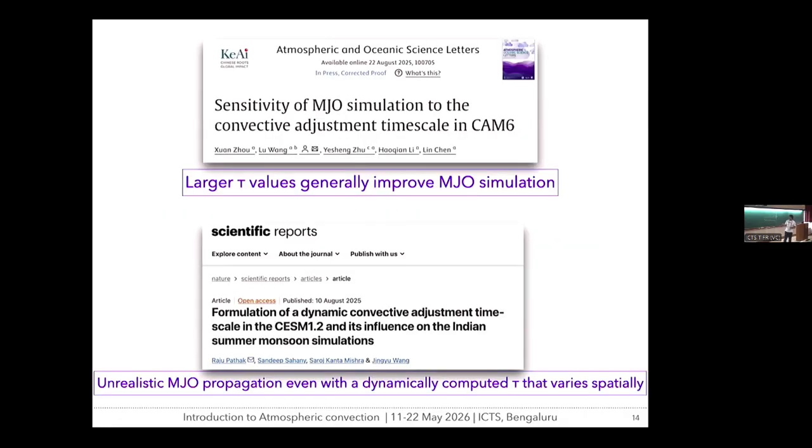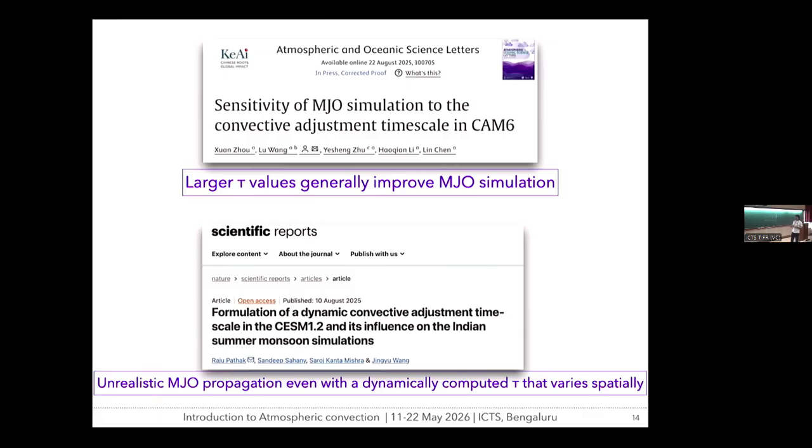Okay, this is fine. So another interesting point before I conclude: as I said, people are still playing with tau because it's an interesting variable. So 2 papers, in addition to ours, came almost at the same time. This came out on 22 August 25, and this on 10 August 25. And this paper said that a larger value of tau generally improves MJO propagation. This one, Pathak et al., was more sophisticated in terms of designing tau.